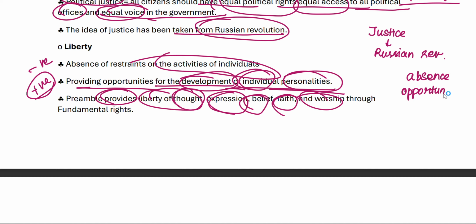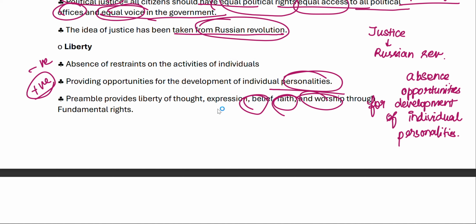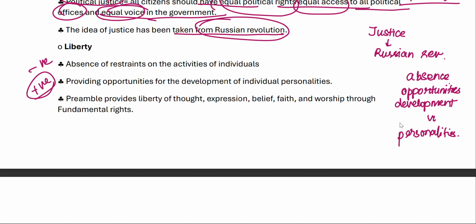So you need to provide all the opportunities for the development of individual personalities. The Preamble provides liberties of thought, expression, belief, faith, as well as worship.